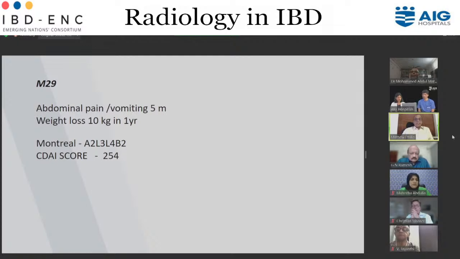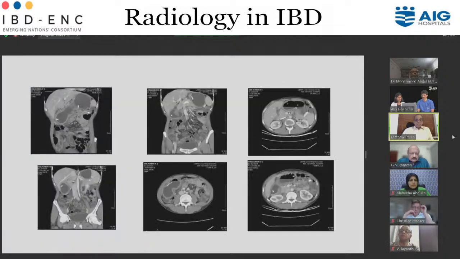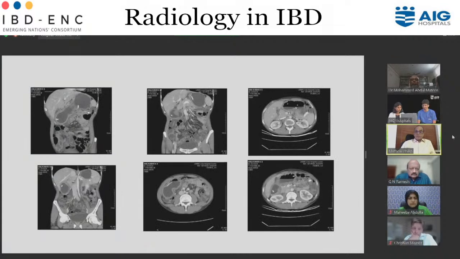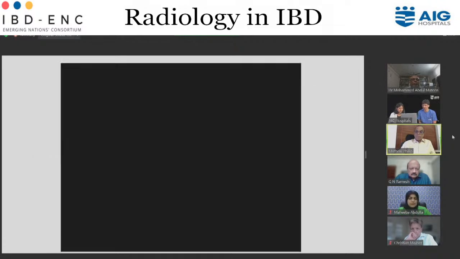So next, I just want to show a patient who has come to us with a short history of abdominal pain and vomiting, and significant weight loss. Can I have the next slide, please? Here, what we are seeing is a dilated stomach and there is a stricture at the pyloric region. Radiology colleagues, would you like to comment on this? You want to see the video? I can show you. Yeah, I'd like to see the videos.